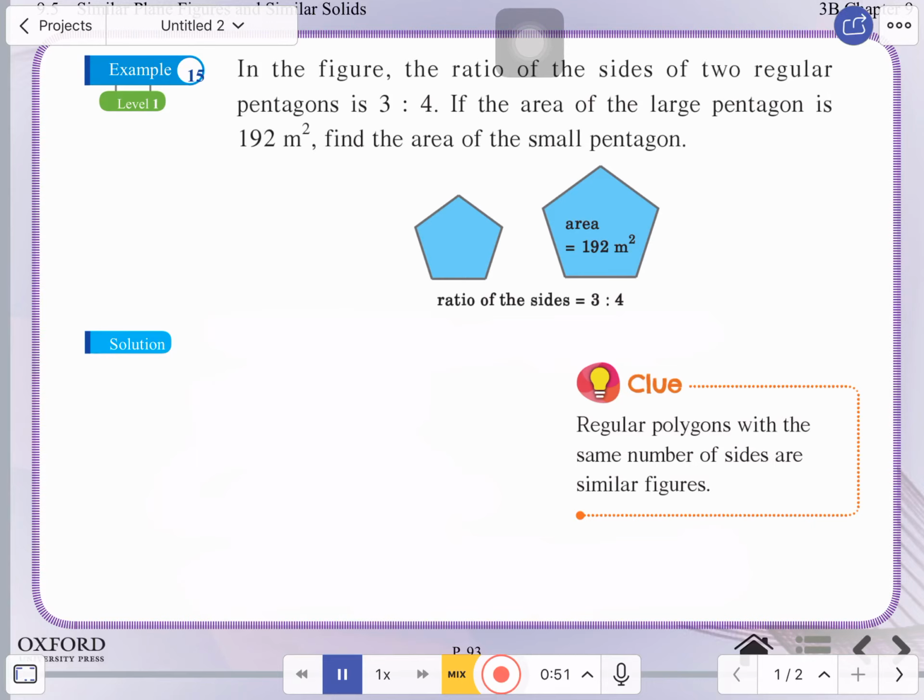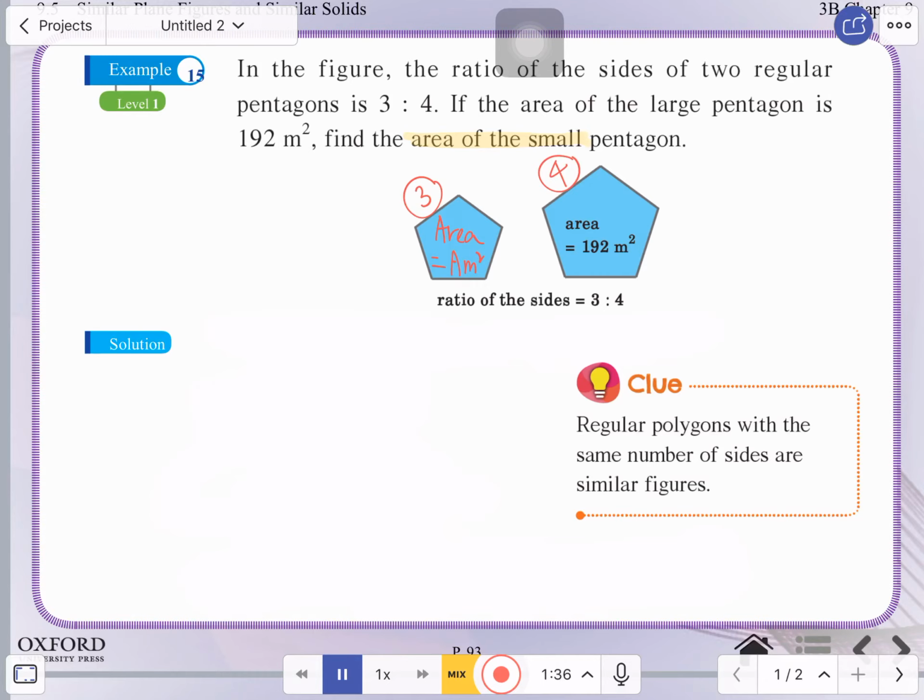Now we know that for the size, the length, the ratio is 3:4. We know that the exact area of the large pentagon is 192 meters square. However, we don't know the area of the small pentagon, and we want to find it in this question. So let us let the area be a meters square. We don't know the exact length of a side, but we know the ratio is 3:4.